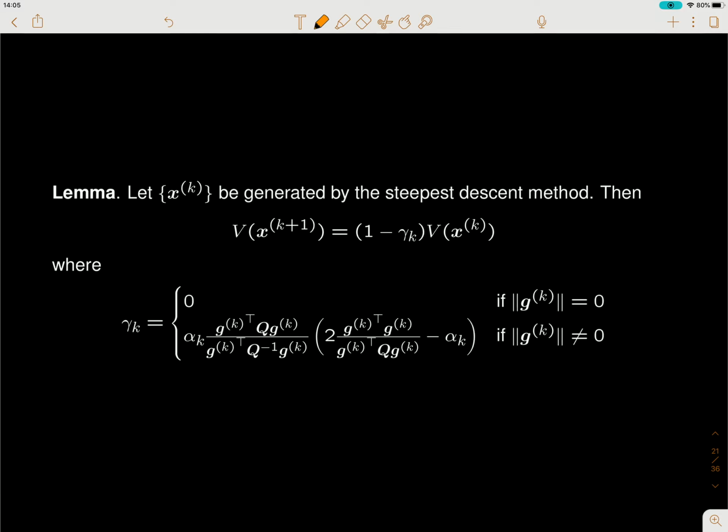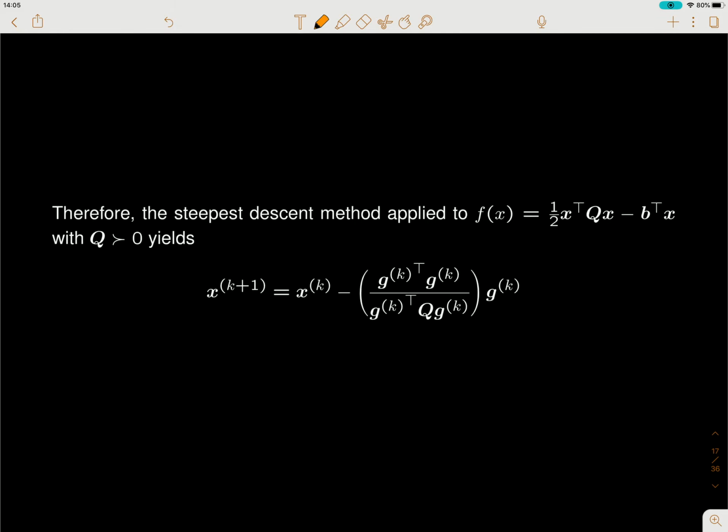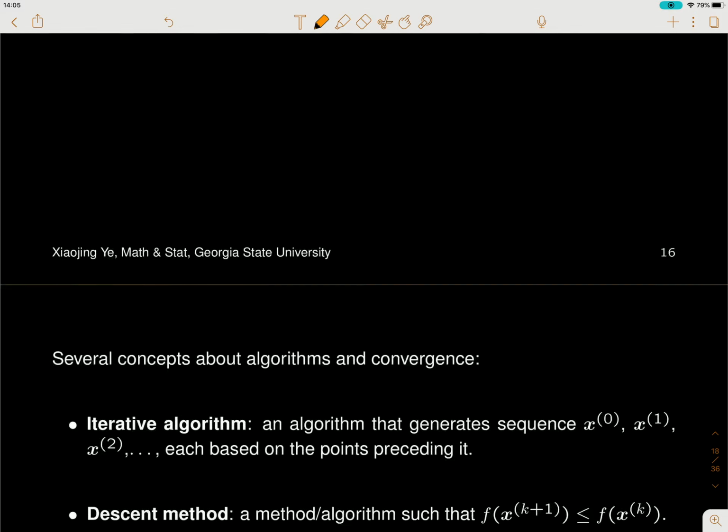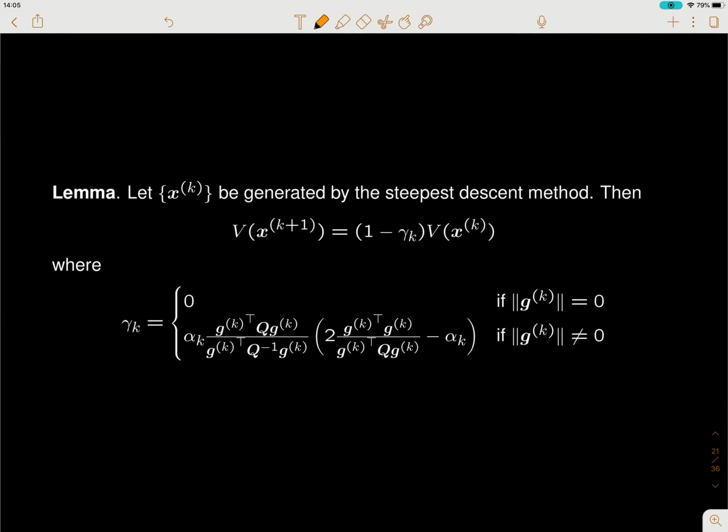To check that, we will first introduce this lemma, which says that if we apply the stabilization method to generate the sequence in the algorithm we have shown the closed form of earlier, this is the algorithm. We generate x_{k+1} using x_k in this way. Then it can be shown that V(x_{k+1}) is related to V(x_k) in this form, where you can see that this is like a scaling of this V(x_k) by this quantity here.